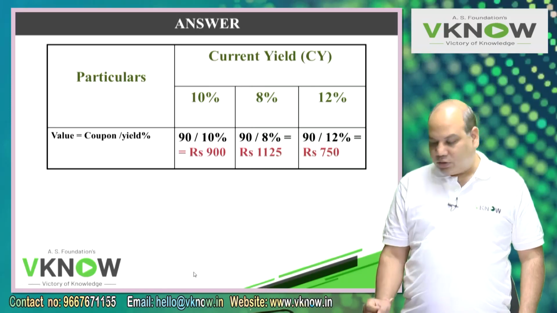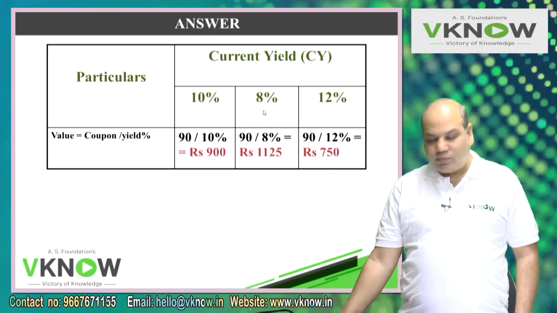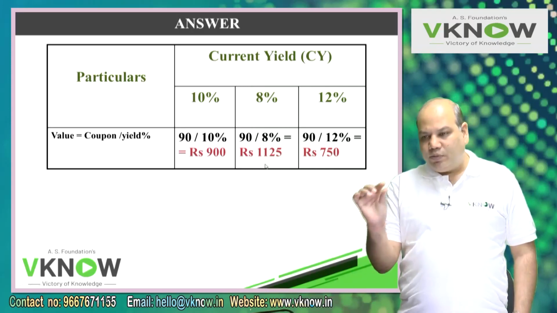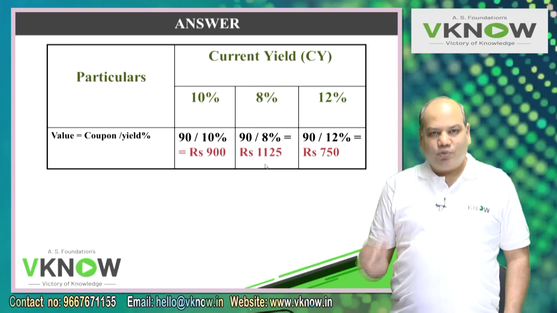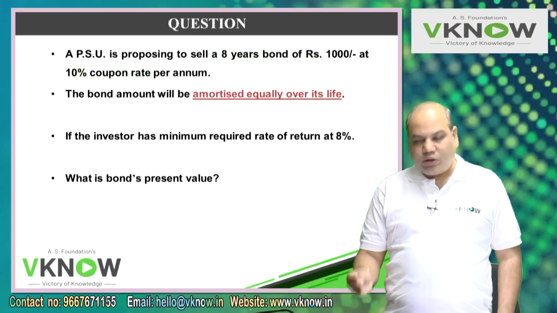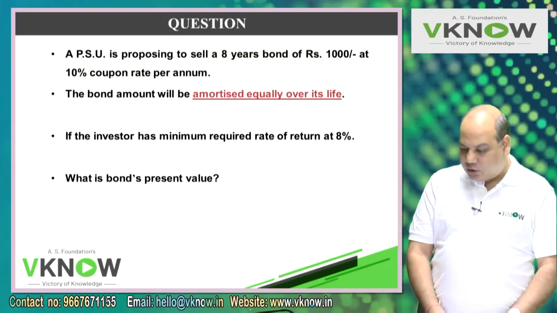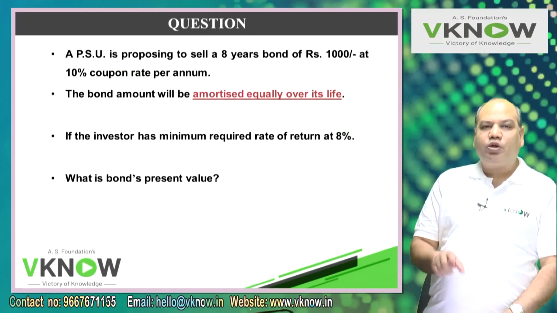This answer is over. Now just see some observation, same observation. Higher the discount rate, third column, lower the present value. Lower the discount rate, second column, higher the present value. So this is basically the feature of present value, that if you use a higher discount rate, the value falls. Now we'll take a question on self-amortizing bond.